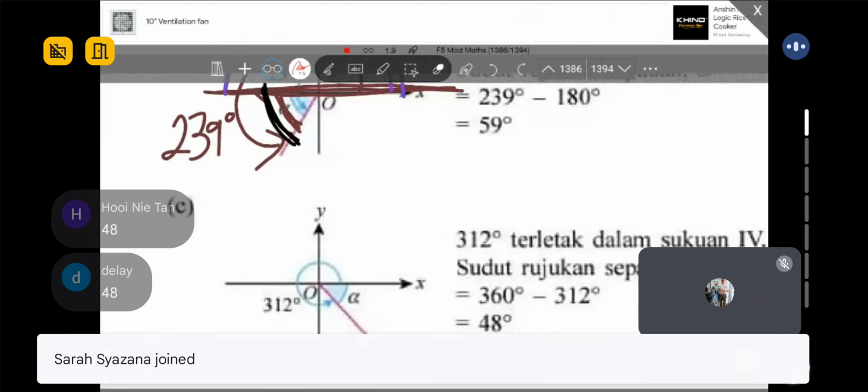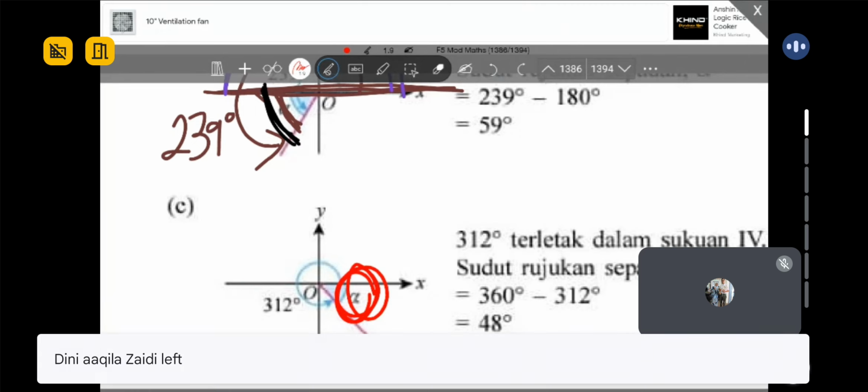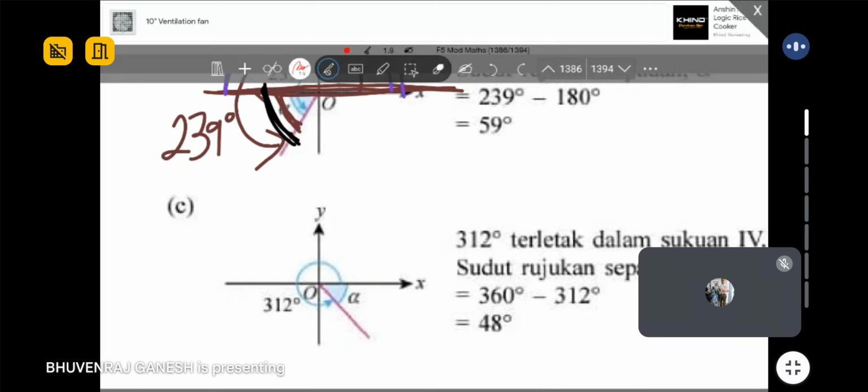Correct. Okay, guys, so how to see? 312 is in quadrant 4, correct? So you must draw like this. It will be somewhere over here. So always remember, reference angle we measure to the positive x-axis or negative x-axis. Can you see that the angle is sticking to the x-axis? This is alpha. It sticks to the x-axis. That is the meaning of reference angle.